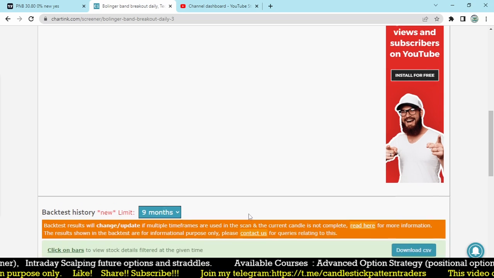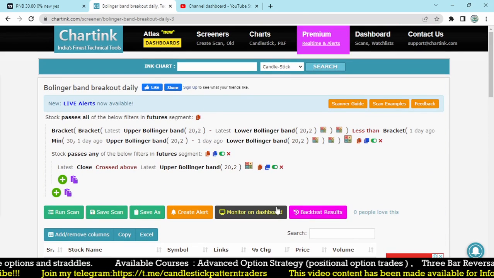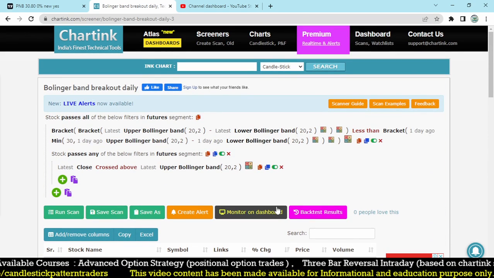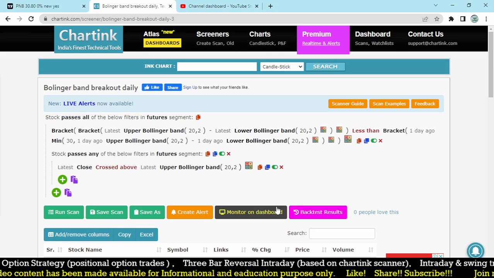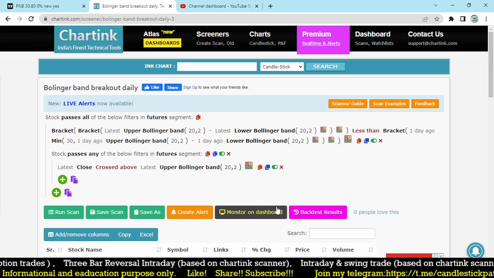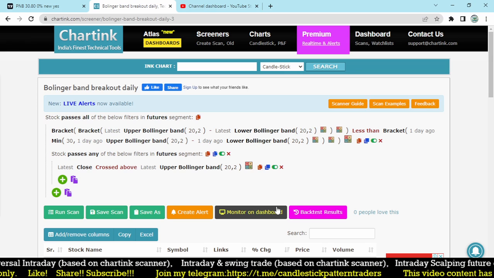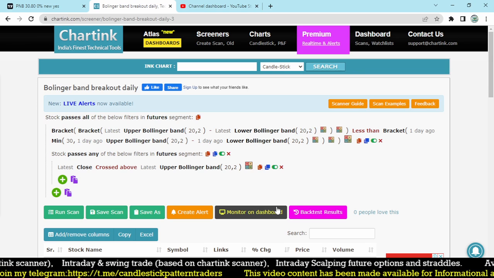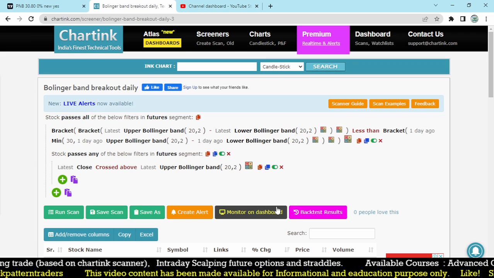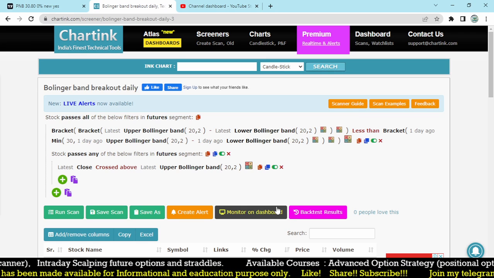I'm showing you the scanners here right now. You can watch the scanner and make use of this Bollinger Band breakout daily. So how can we find the breakout stock using Bollinger Band? This way will be best and better. You can make use of the scanners.